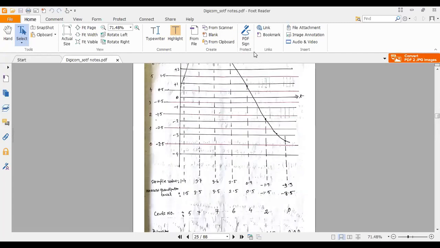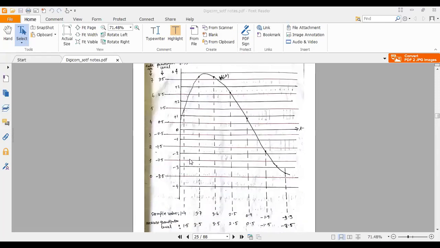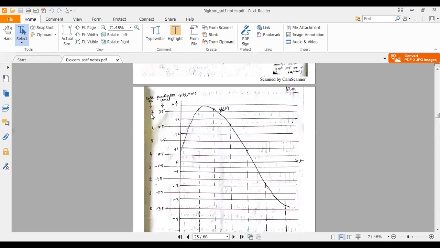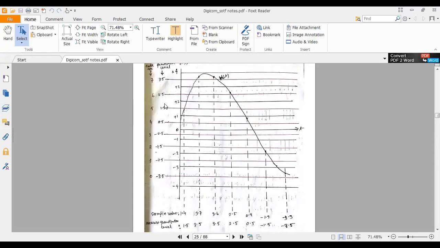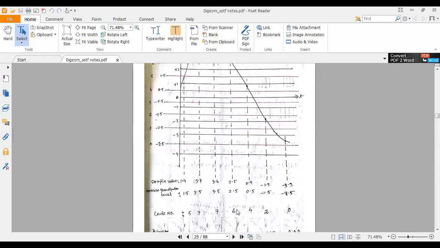ठीक है. तो दूसरा क्या है? 3.5. 3.5 क्वांटाइजेशन लेवल का क्या है? देखो सबसे ऊंचाई में है. 3.5 का क्या है? 7. तो हम लोग लिख दिया 7. फिर से 3.75 है तो इसलिए 7 हो गया. 2.5 का कितना है? देखो 2.5 का 6 है तो 2.5 का 6 हो गया.